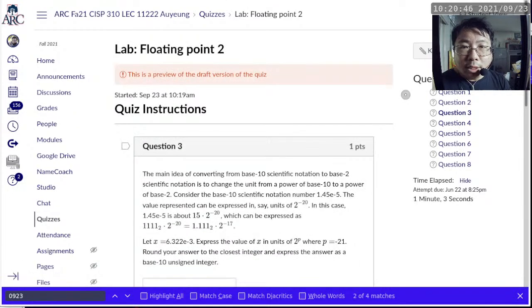Question number 3 is the one where you need to find the number of units to make up a particular value. So it's really just a straight division.